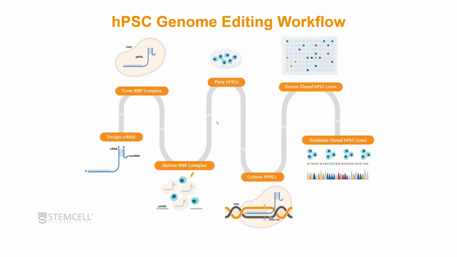So that's addressing that one pain point, but there are a few other pain points related to the PSC genome editing workflow. And so this is the workflow we've developed where, again, you design your CRISPR RNA, you form and deliver the RNP complex, and we've worked out the exact amounts of Cas9 and guide RNA, as well as donor DNA template in the form of single-stranded oligodeoxynucleotides to deliver into the cells.